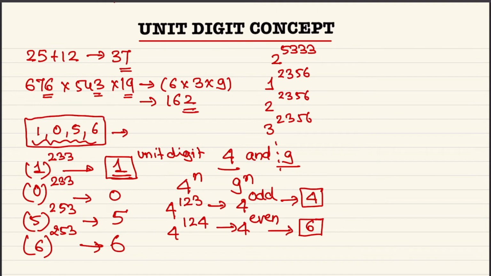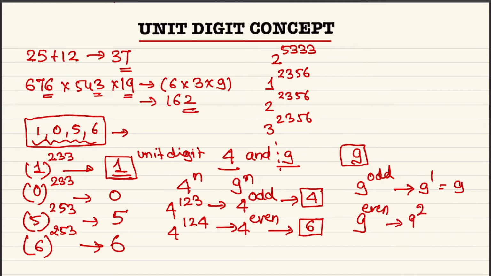Now then comes the 9. When 9 is raised to any odd power, the answer will be 9. And when 9 is raised to an even power, like 9 squared, it will give me the unit digit 1. So I'll explain this with an example.